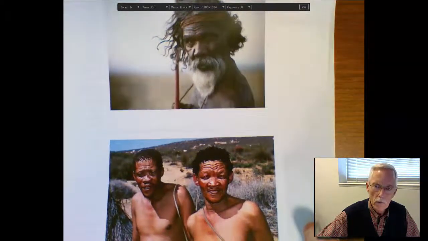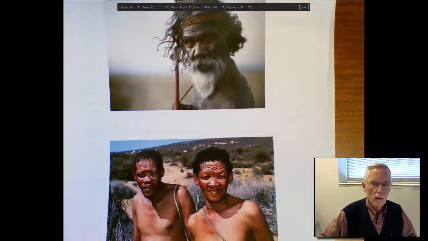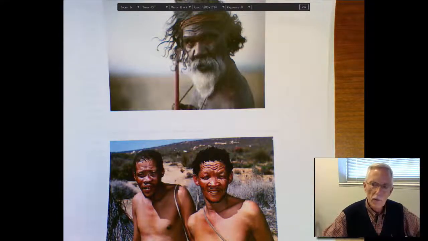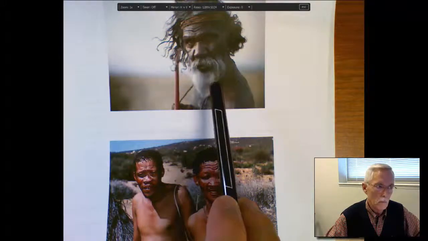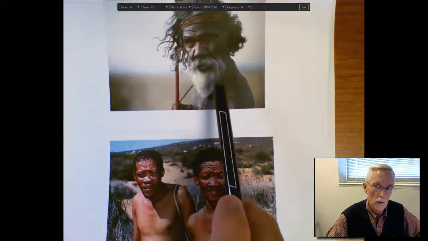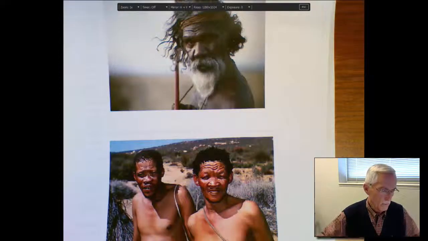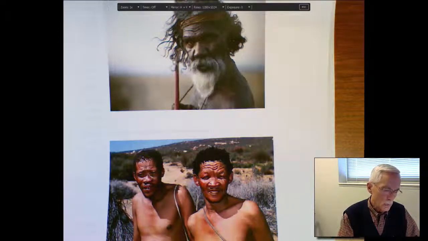Take a moment to focus on these photographs. If you look carefully, these folks do resemble one another to a degree. This is an indigenous member of the population of Australia, and these are inhabitants of Africa. Now, although they outwardly resemble one another in skin color and in some facial features, they're not linked physically.